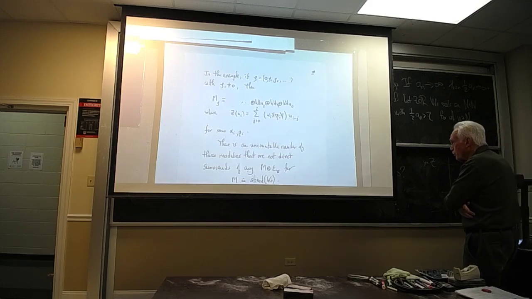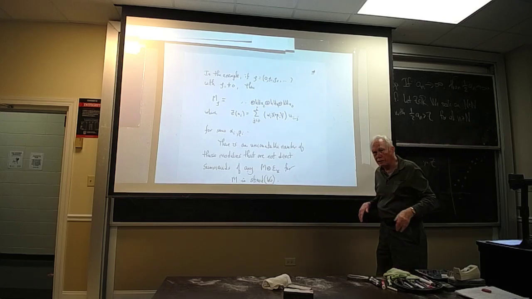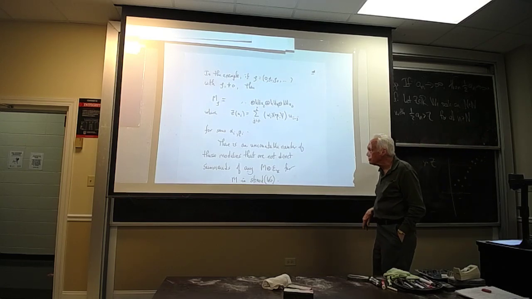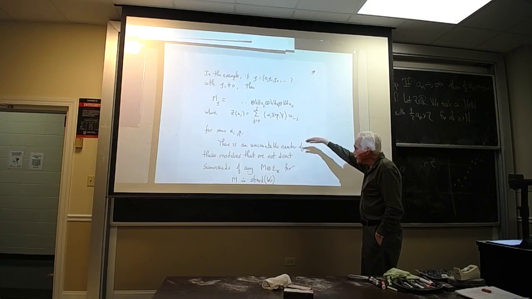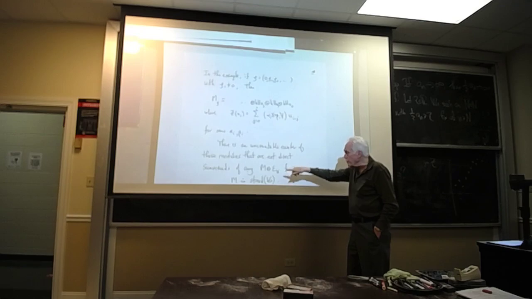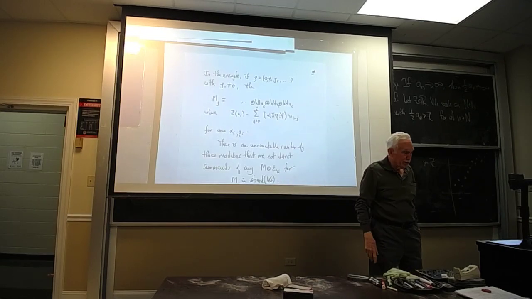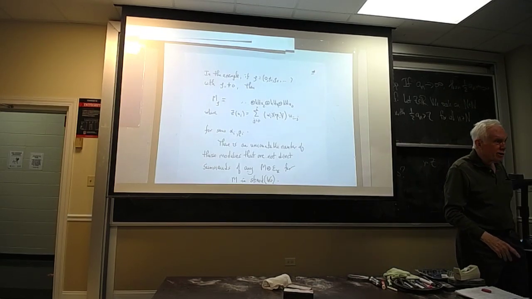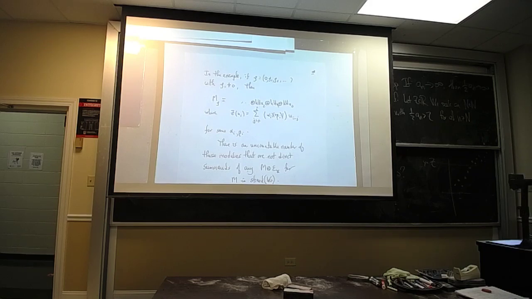And you can show, by just tweaking the previous arguments, that there's an uncountable number of these modules that are not direct summands of any of these for m finitely generated. Okay, uncountable number. Here's the problem, and here's what's unsatisfying about this.